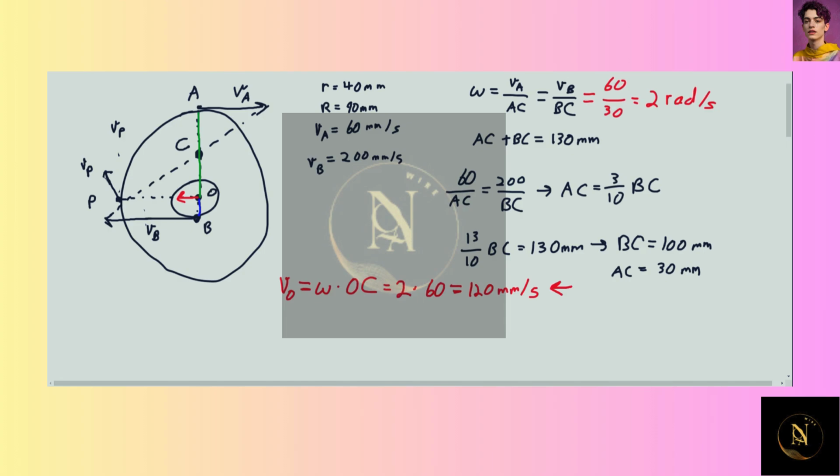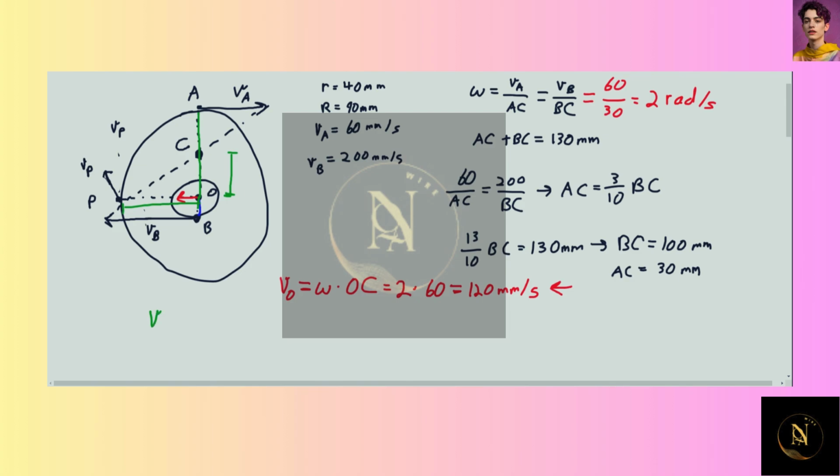Next, we will have to figure out the velocity of point P. This one will be a little bit more complicated. We'll have to use some geometry here. So we'll have to calculate this distance OC, which we just found was 60. But we'll also need this distance OP. And then we'll use the Pythagorean theorem to find the distance CP. Luckily for us, OP is just the radius of the larger circle, so that's 90 millimeters.